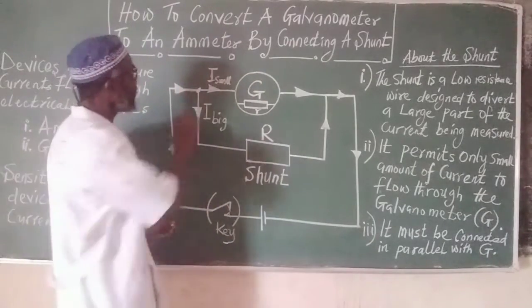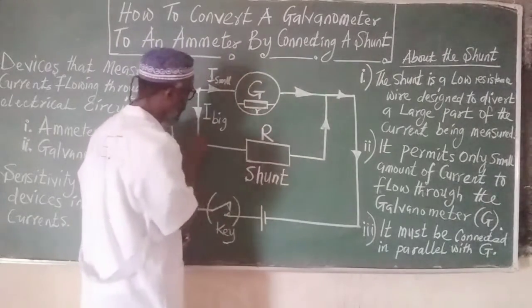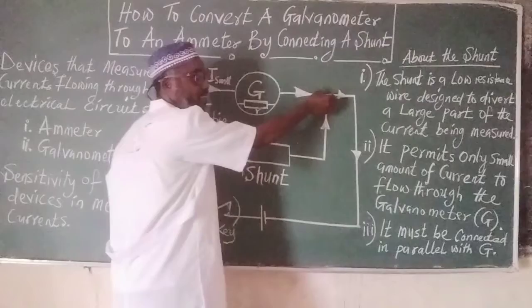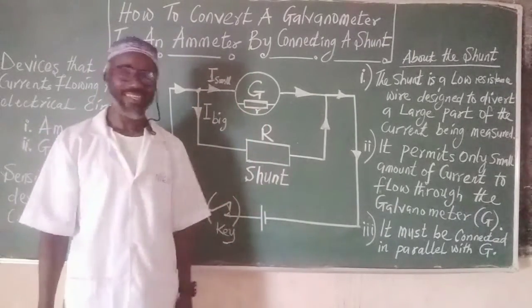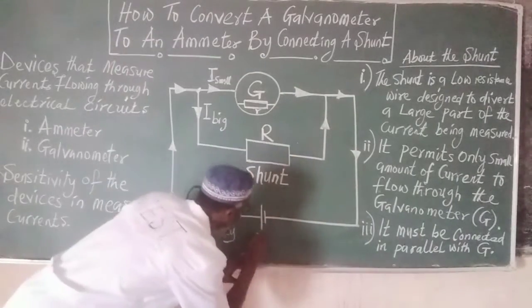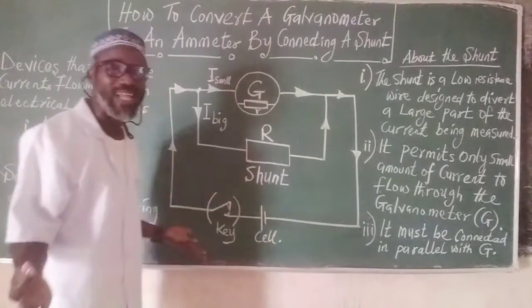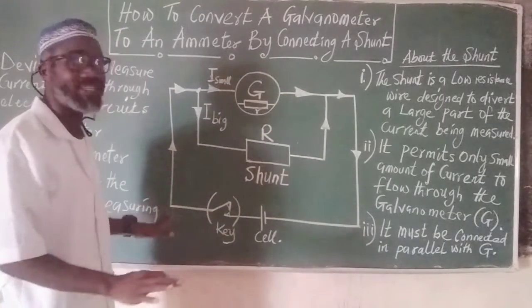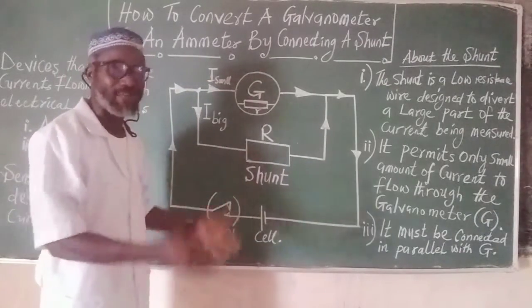And what happens? The small amount of current emerges at this point, and then the large diverted current emerges at this point, and they recombine again. Look at it, and it flows back to the source. This is the cell. That's it. In fact, it's a simple explanation of how a galvanometer can be converted to an ammeter.